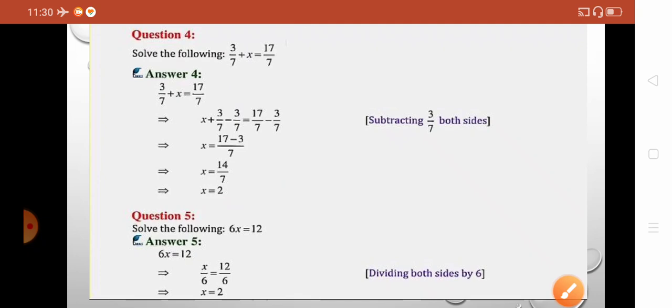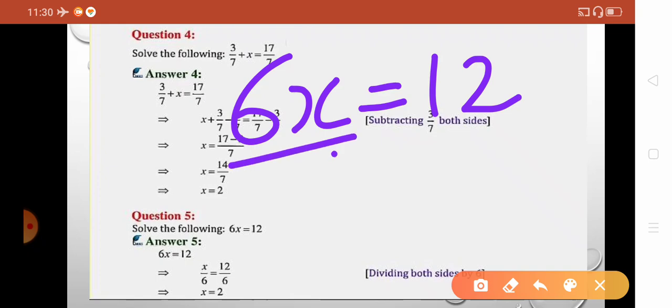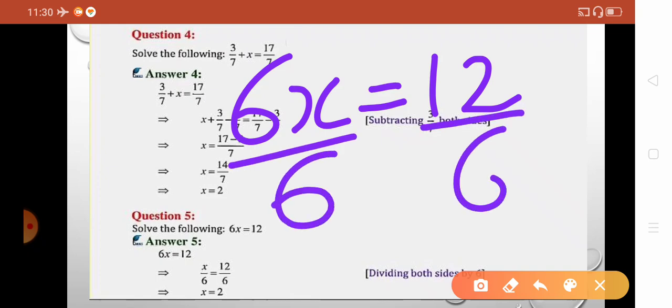Fifth one, solve the following: 6x is equal to 12. So we have to operate with the opposite sign. Here 6 is multiplied with x. Now what you have to do is divide by 6 on both sides, because here the multiplication sign is there and we have to apply the opposite sign.